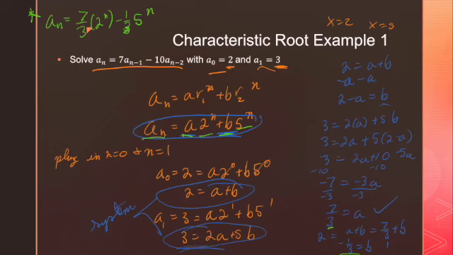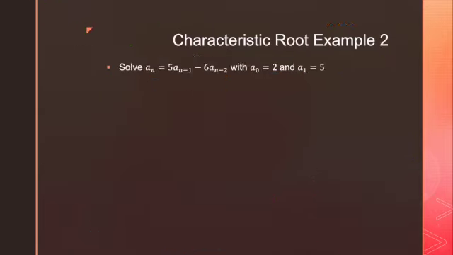So here we have it. We have solved this recurrence relation using the characteristic root. I think we should try one more. How about that example from the beginning of this section that we couldn't solve using our previous methods?